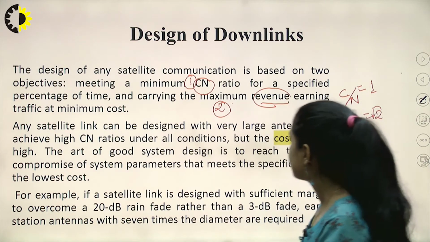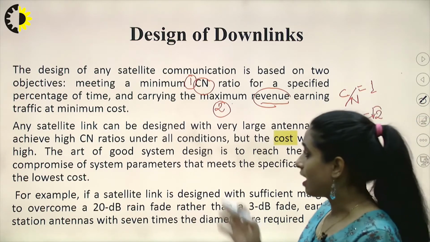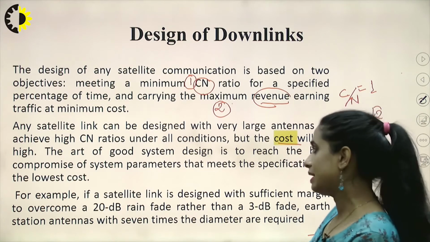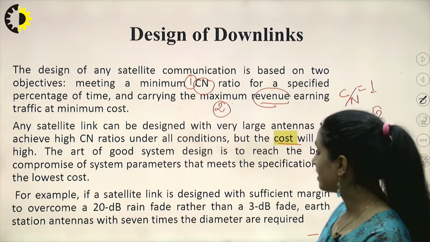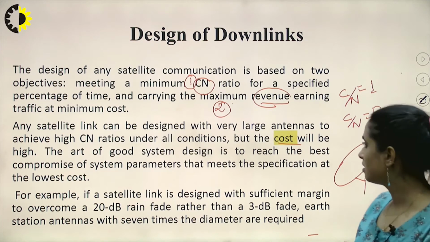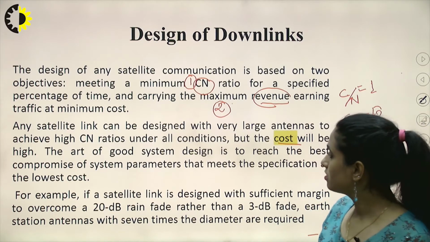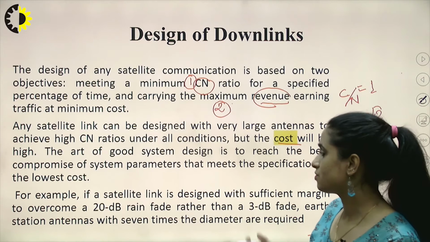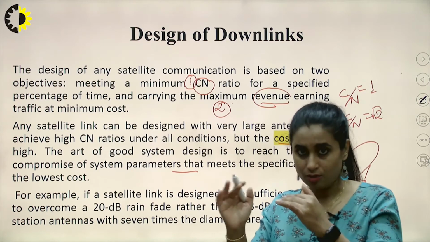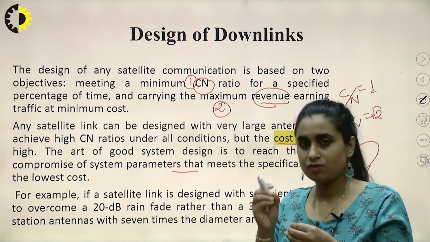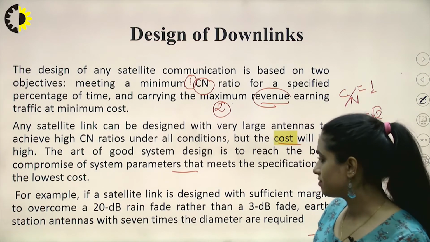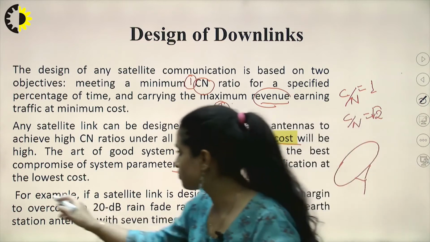Any satellite link can be designed with very large antennas to achieve high C/N ratios under all conditions, true, but the cost will be high, right? We can think of designing big antennas, but that will add on to my cost as well. The art of good system design is to reach the best compromise of system parameters that meets the specification at lowest cost. That is, we want to reach an optimum level where with minimum involvement of finances we get maximum output, right? This is well expressed with an example here.